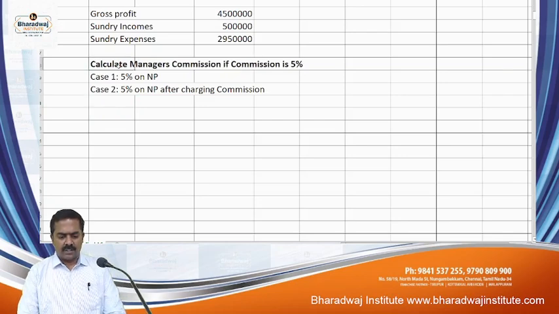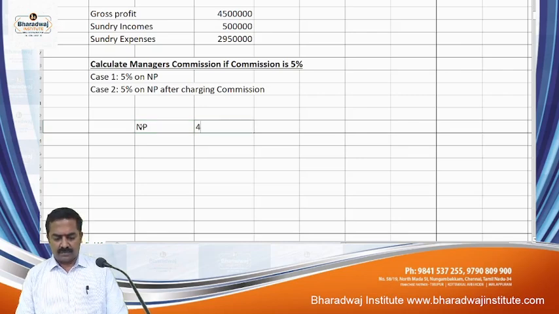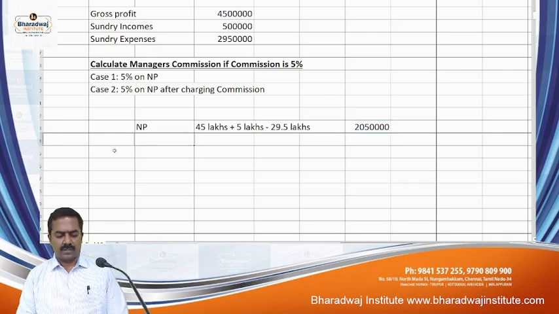Calculate manager's commission. If commission is 5%, two cases. Now, can you work out the income? Can you work out net profit? 45 lakhs plus 5 lakhs minus 29 lakh 50,000. What is the net profit? 20 lakh 50,000. Case 1 answer is very simple.